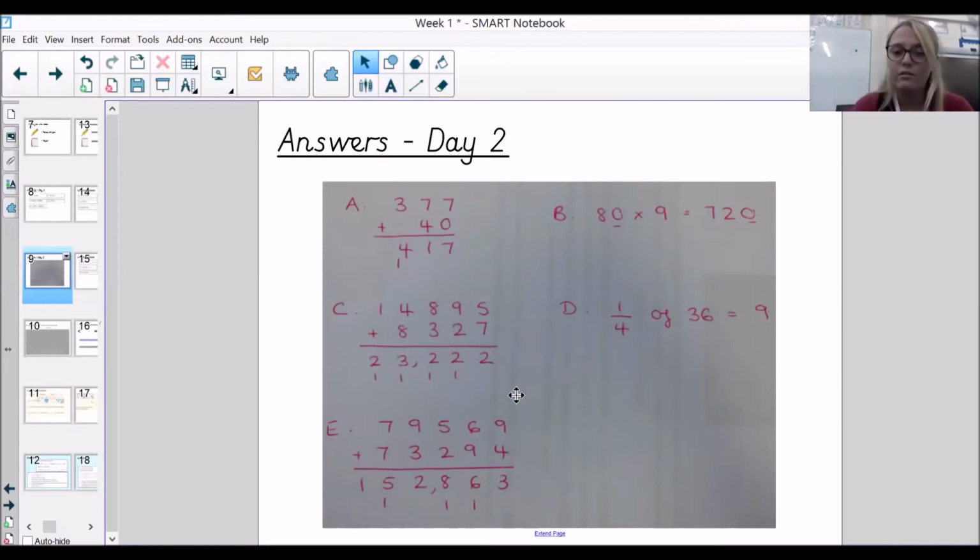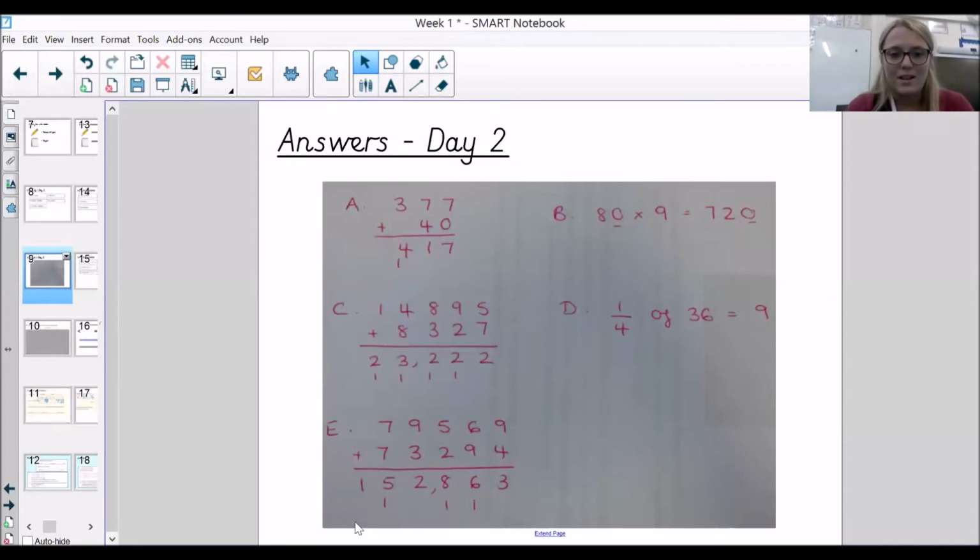Okay, D was the one that we didn't do yesterday, so a quarter of 36. If you're working out a fraction of a number, you always need to remember you're going to divide by the denominator, the bottom of the fraction, and then multiply that answer by the top. Okay, so to work out a quarter of 36, you would have done 36 divided by 4, which is 9. Okay, knowing your times table multiplication and division facts in your head. And then 9, obviously the numerator for this fraction was 1, so 9 times 1 would be 9.